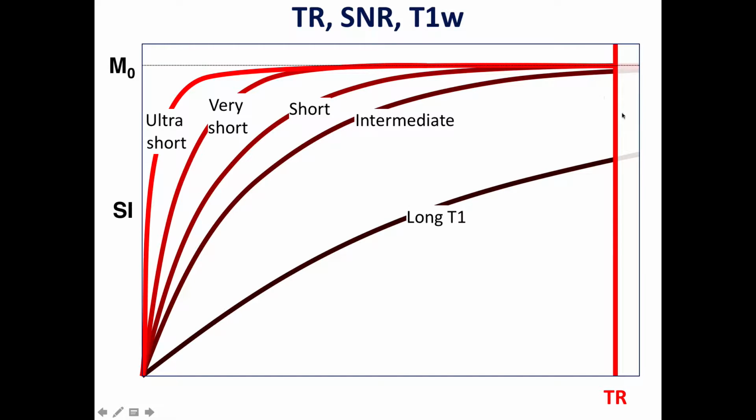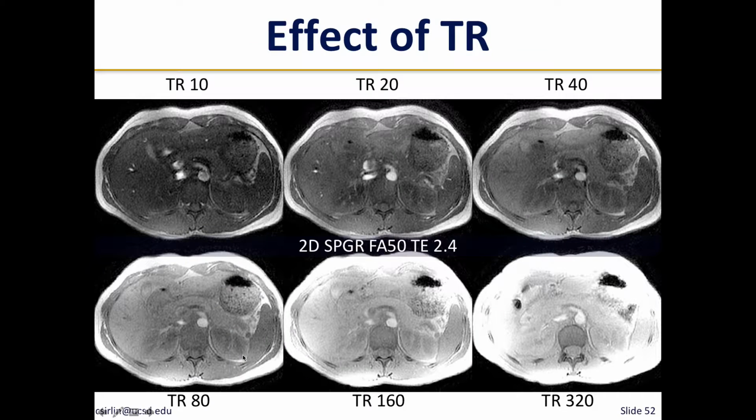What happens when we shorten the TR? Well, you can imagine when you shorten the TR, you're going to start seeing more contrast between these things, but depending on the tissue, you're going to start seeing less signal. So let's see what that looks like.